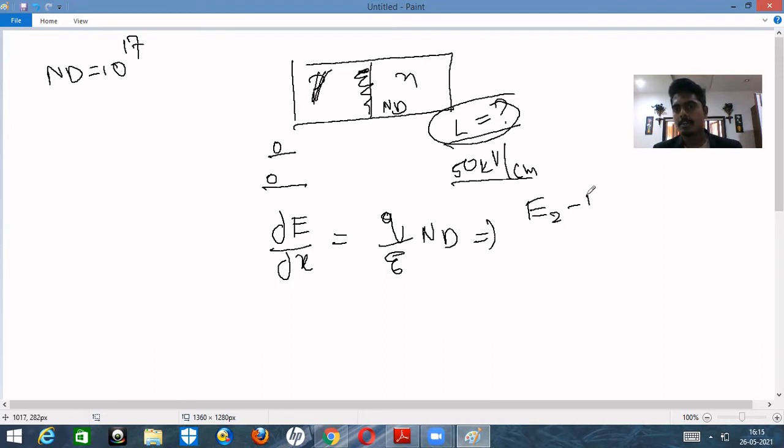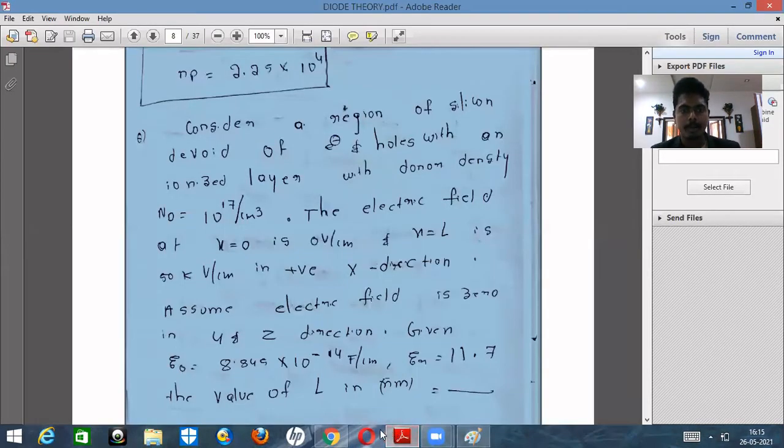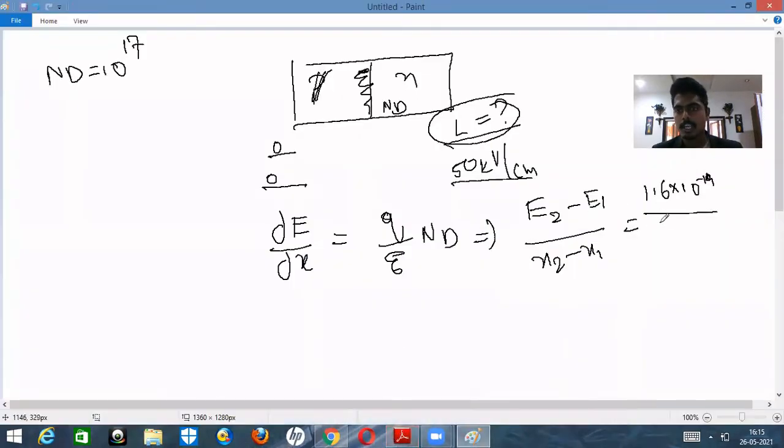dE by dx is nothing but (E2 minus E1) upon (x2 minus x1) is equal to q by epsilon, which is nothing but 1.6 into 10 power minus 19 divided by epsilon. Epsilon is nothing but epsilon naught into epsilon r. The value of epsilon naught is 8.845 into 10 power minus 14, and epsilon r is 11.7, right?